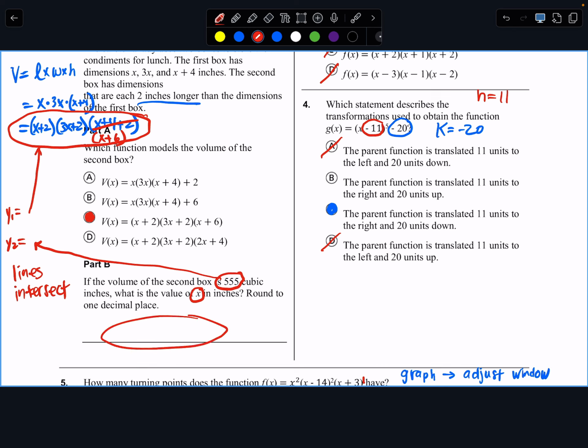If you want to figure that out on your own time later, the actual answer was approximately 3.2 inches. You could try that later. If you don't have a graphing calculator outside of this class, there is one on Google Classroom that's just like these. Does anyone have any questions? No. Good? Okay.